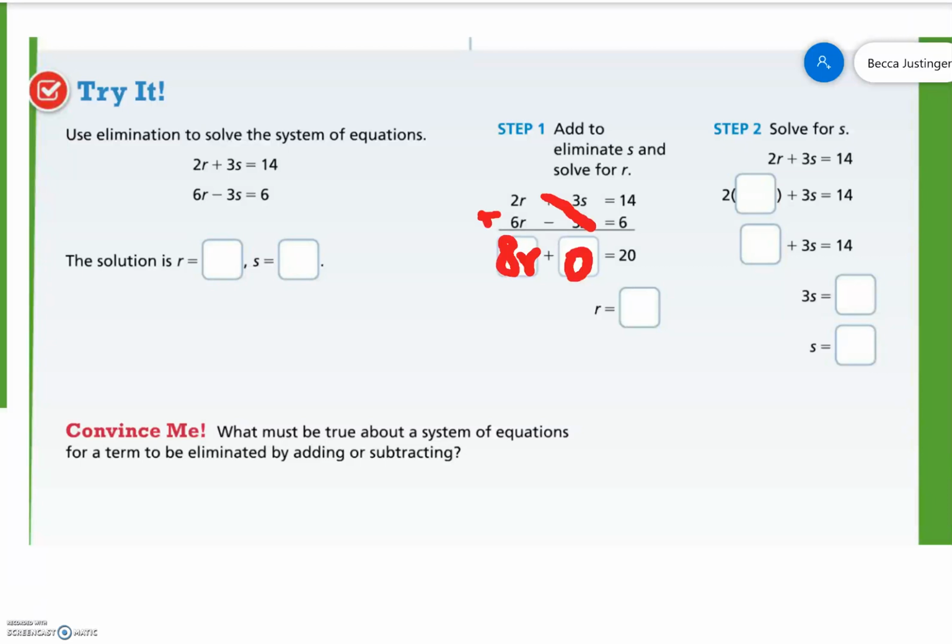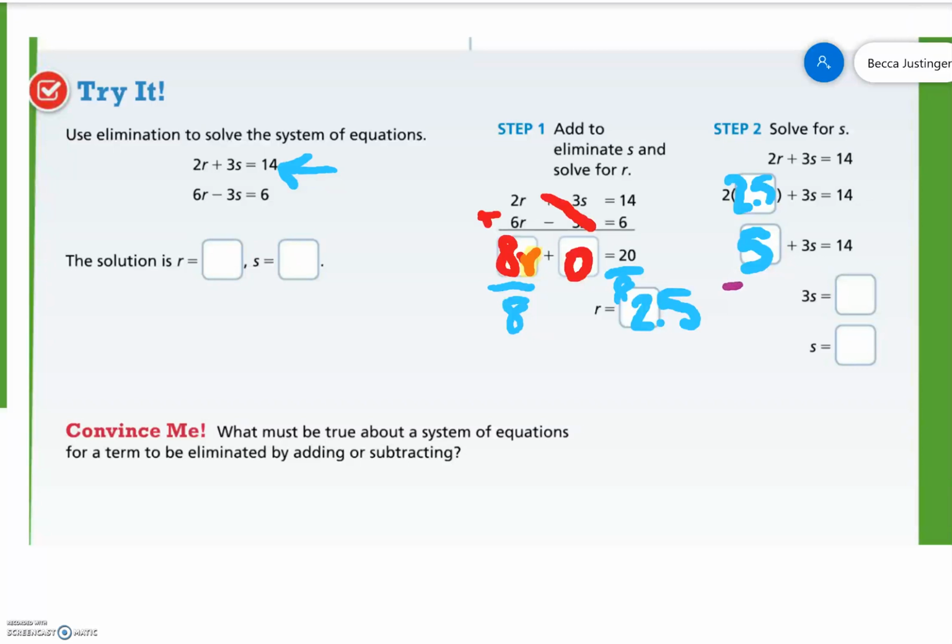So trying to solve for r, we got to get rid of the 8. So we're going to divide by 8 on both sides. So r equals 2.5. Again, we're not done. We have to solve for s. So we pick either one of the equations. They chose the first one and wrote it for us. 2r, but instead of r, we just found that r is 2.5. So we can plug that in, substitute it in. 2 times 2.5 is 5, plus 3s equals 14.